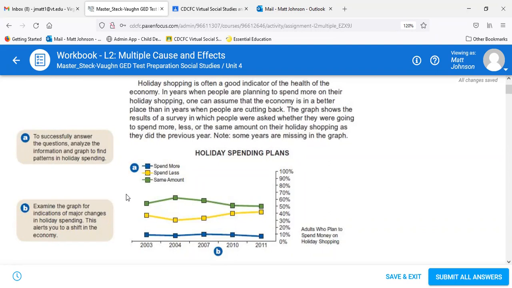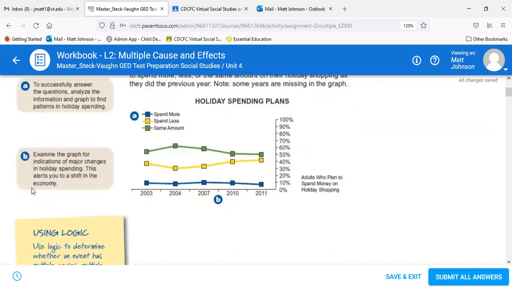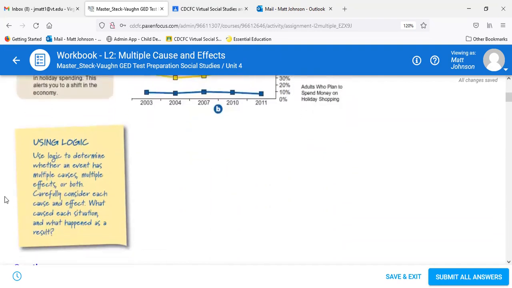When you see trends like that, why are people spending less in 2010, 2011, right? They were spending a little more, right? That number went down, and people spending the same amount stayed this, or actually went up. So let's take a look here. Using logic, use logic to determine whether an event has multiple causes, multiple effects, or both. Carefully consider each cause and effect, what caused each situation, and what happened as a result.